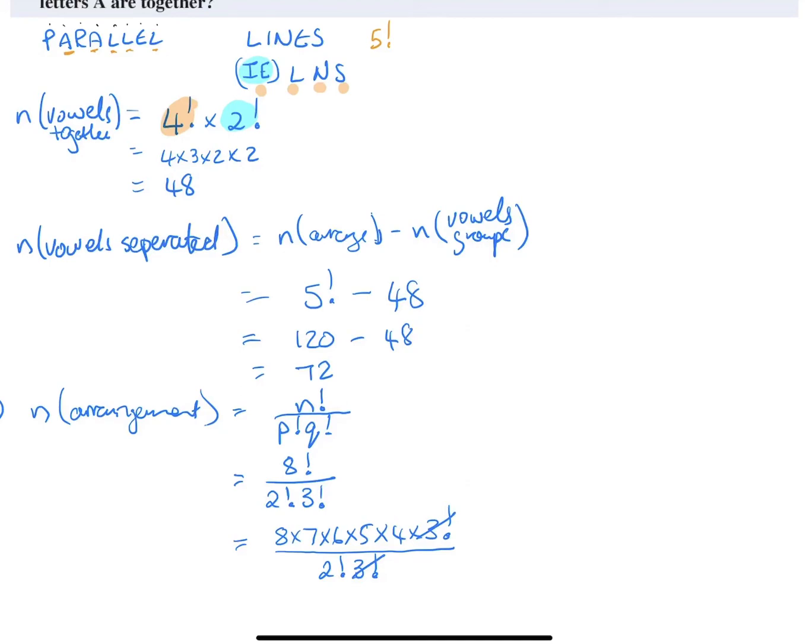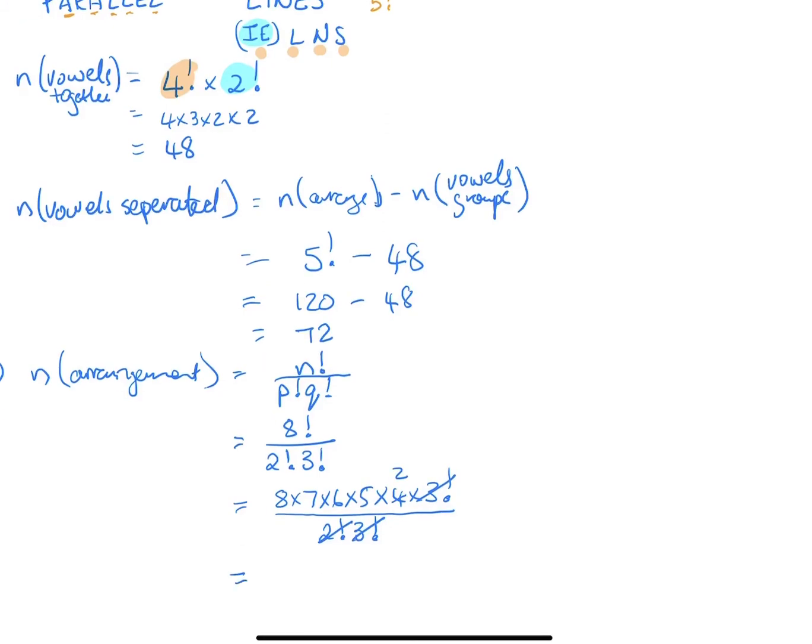2 factorial is 1 times 2. 2 goes into itself once and 4 twice, and that gives me a total answer of 8 times 7 times 6 times 5 times 2, which gives me an answer of 3,360. So that's the number of arrangements that I have.